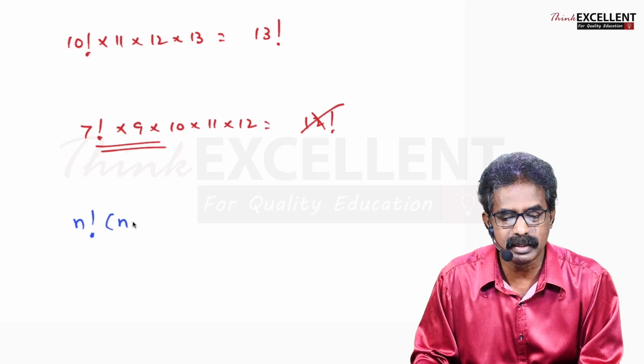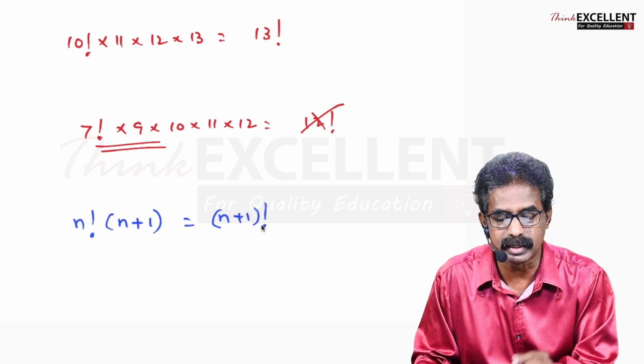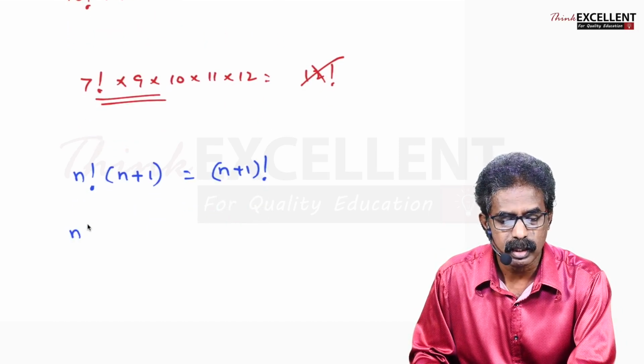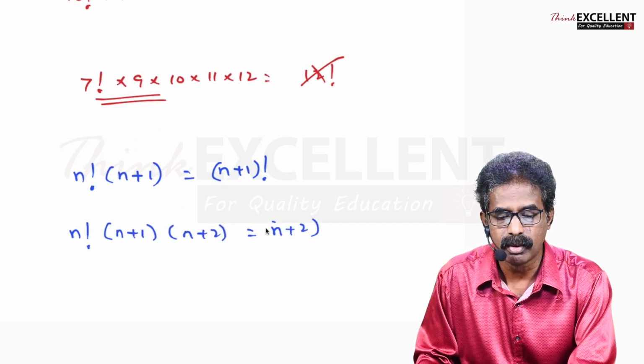So now what you have to understand here, suppose n factorial into the very next number. After n, the next number is n plus 1. Then what's your answer? n plus 1 factorial. It is like 5 factorial into 6. It is 6 factorial. If I take one more, n factorial into n plus 1 into n plus 2, the answer is what? n plus 2 factorial.